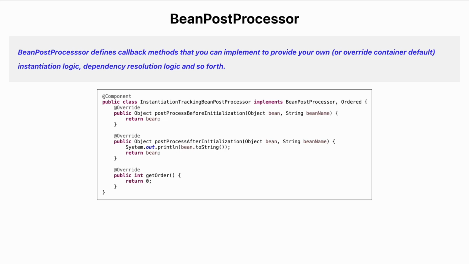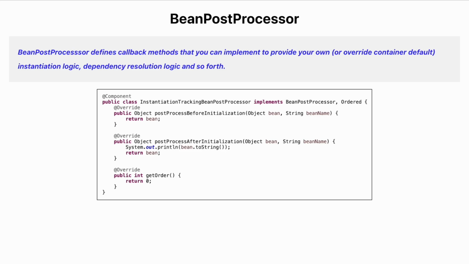A BeanPostProcessor can be deployed in the application context like any other bean. The application context automatically detects the beans that implement BeanPostProcessor and registers them as post processors. A BeanPostProcessor can also be registered programmatically. When BeanPostProcessors are registered programmatically, they do not respect the Ordered interface. It depends on the order in which they are registered. Programmatically registered BeanPostProcessors are executed before auto-detected BeanPostProcessors.